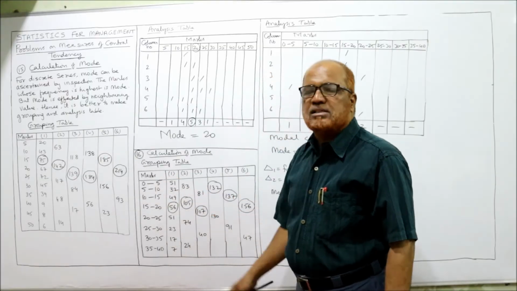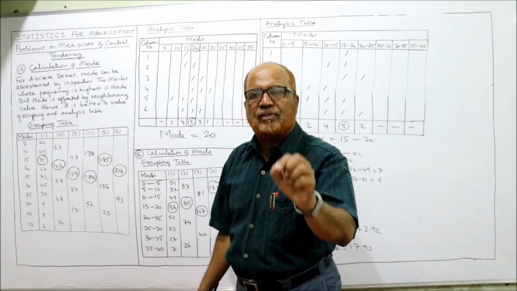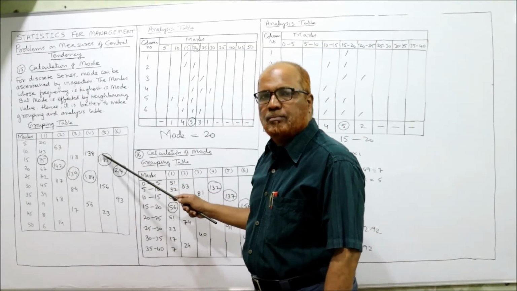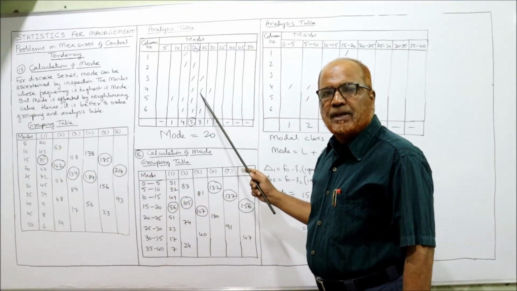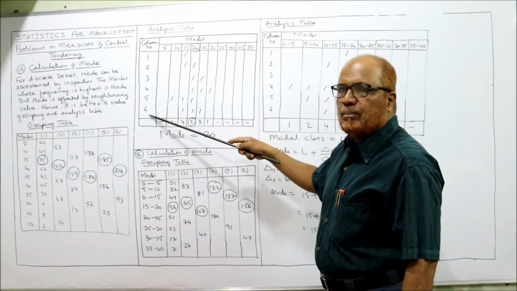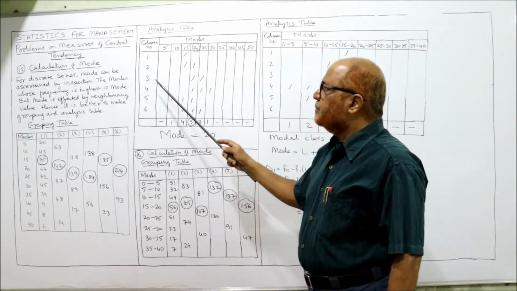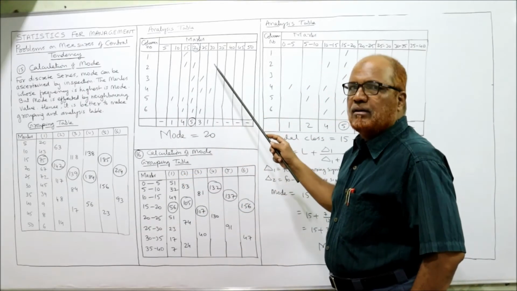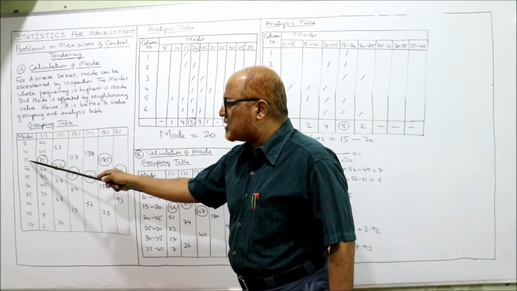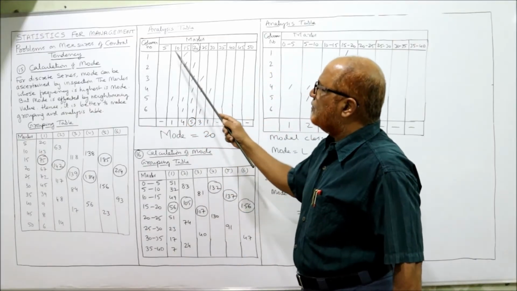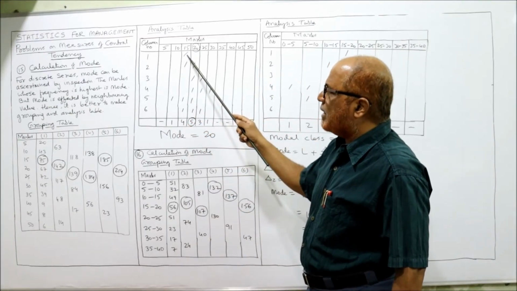After calculating all these, circle the highest figure in the first column, second column, third column. These are the highest figures, right? Now make the analysis table. In the analysis table, the columns are numbered 1 to 6, and the marks are given as 5, 10, 15. In the first column, the highest is 75, against the marks 15. So in the first column, below 15, put a single mark.